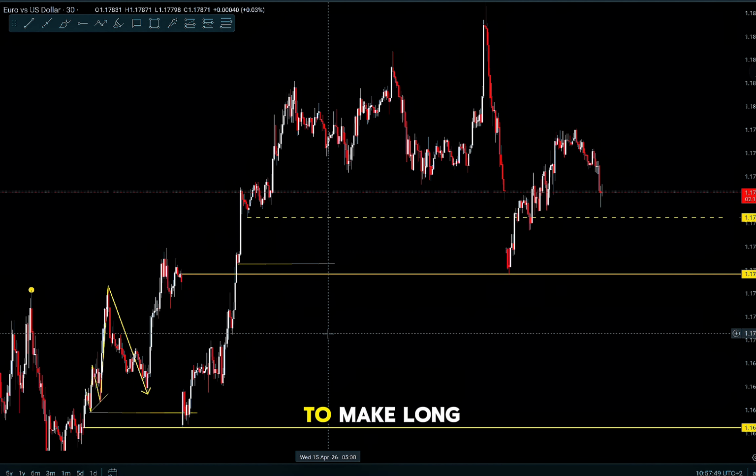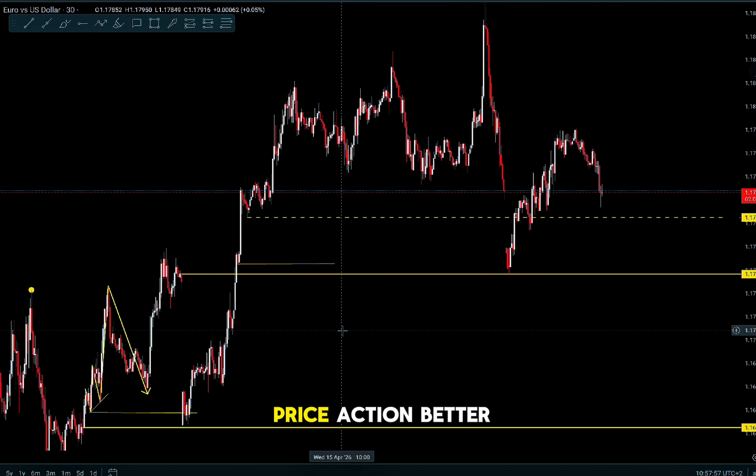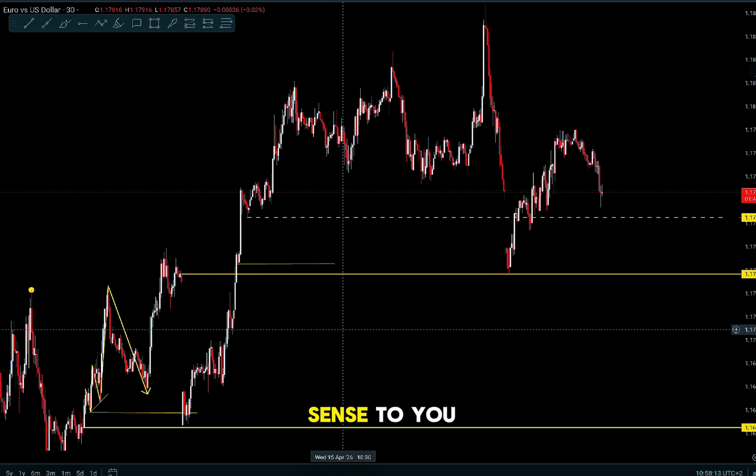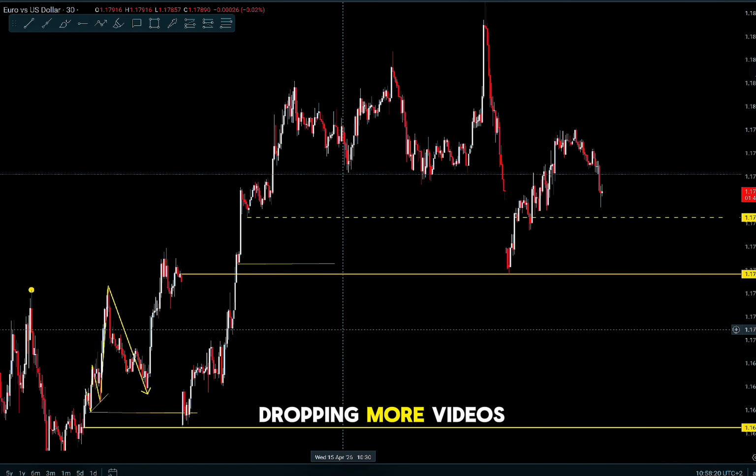I don't want to make long videos, so I will be making more price action content on this to be able to explain it to you so you understand the price action better. If this makes sense to you, comment more chart examples on this, and I will be dropping more videos on this.